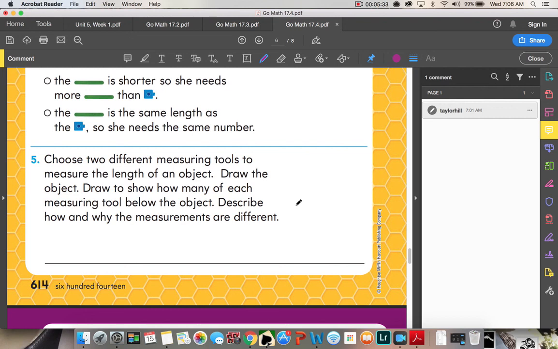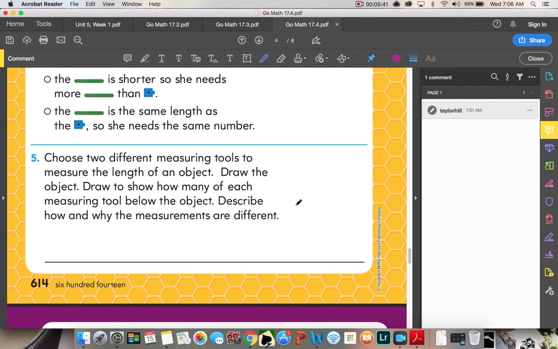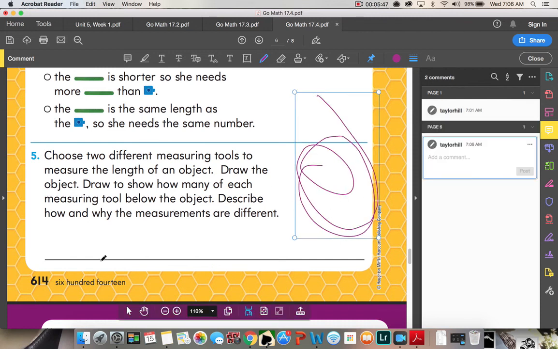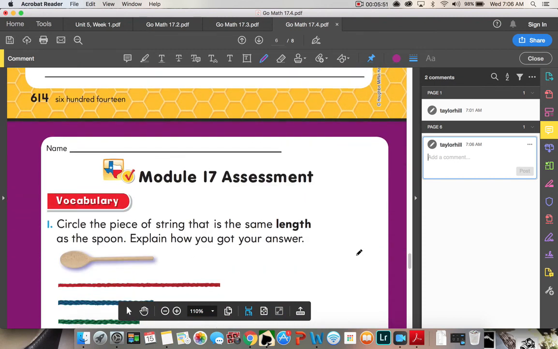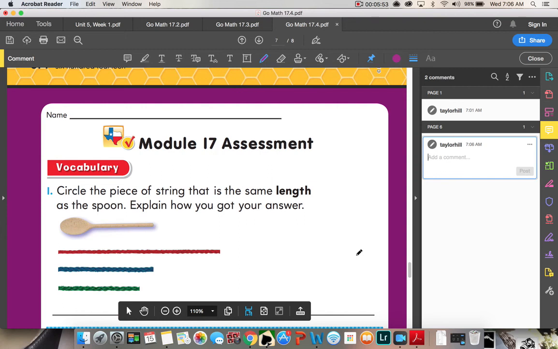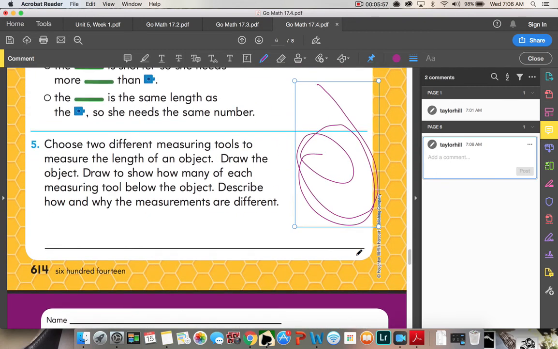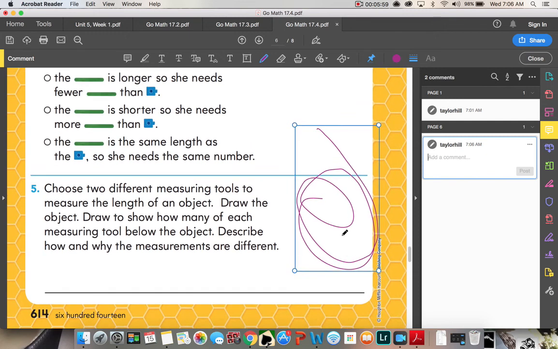Okay, choose two different measuring tools to measure the length of an object. Draw the object. Draw to show how many of each measuring tool below the object. Describe how and why the measurements are different. So I want you to measure an object, draw a picture of it over here, and then write how many measurements there were. And of course, this is your Module 17 assessment. I don't want you to take that on the same day. I want you to take it on a different day.